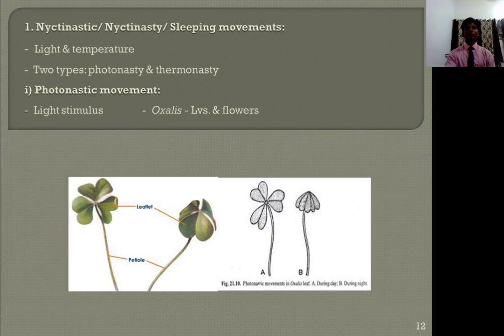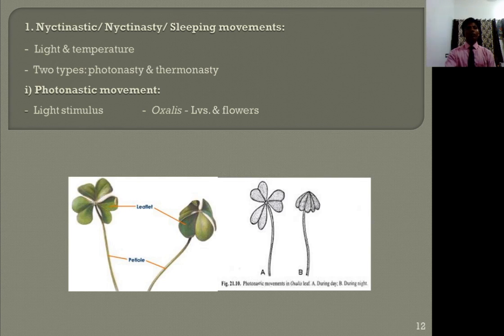At first, nyctinastic movements. Which movements are called nyctinastic movements? The nastic movements which occur in response to the light and temperature stimuli are called nyctinastic movements. The nyctinastic movements are also called nyctinasty or sleeping movements. On the basis of the two stimuli, these movements are again of two types, that is photonasty and thermonasty. At first, we will see the photonastic movements.